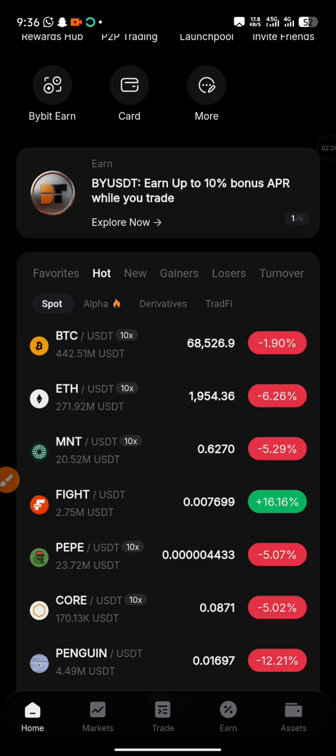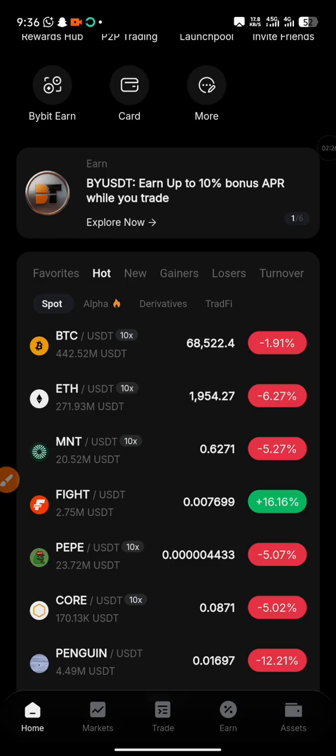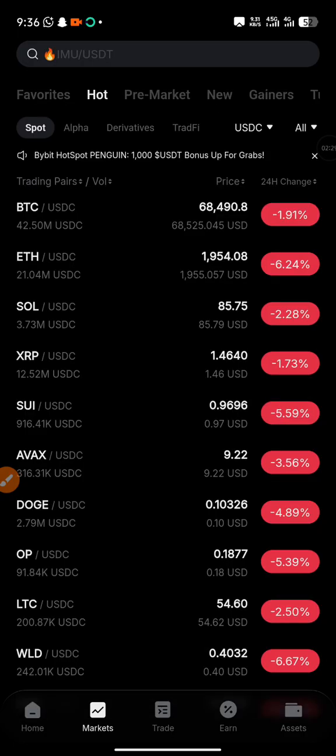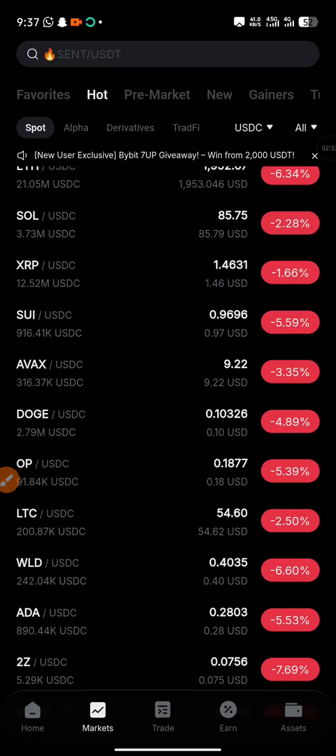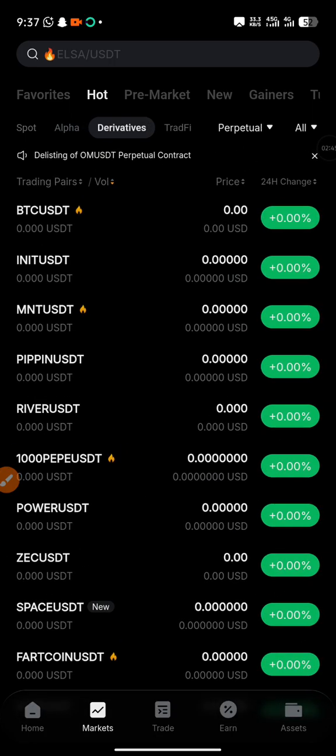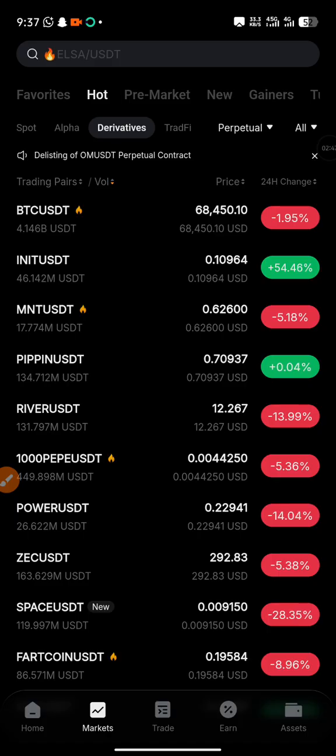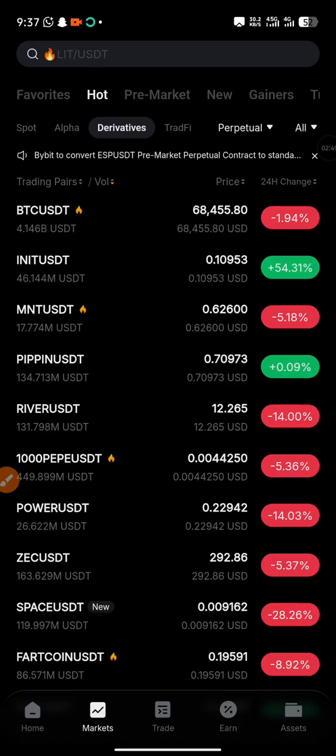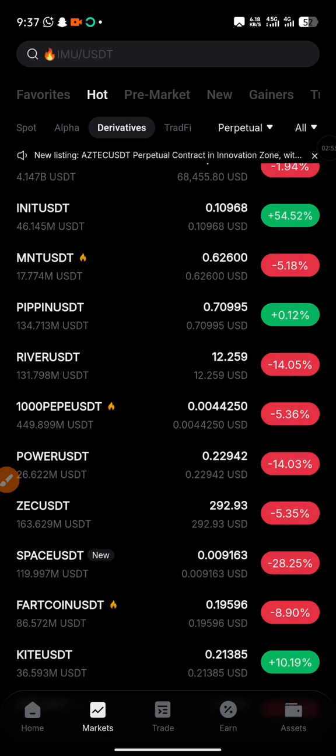Now, looking at futures trading. In futures trading, you can get a lot of leverage to trade with. Maybe if you have 10 USD, you can trade with 100 USD using 10x leverage. If you go to your derivatives, in this place the derivatives is known as the futures.